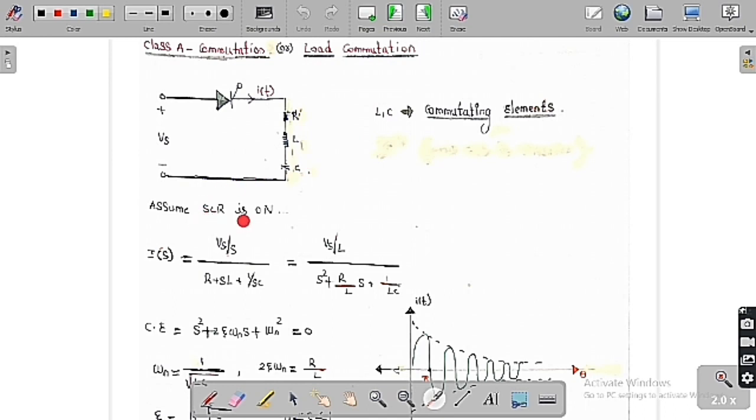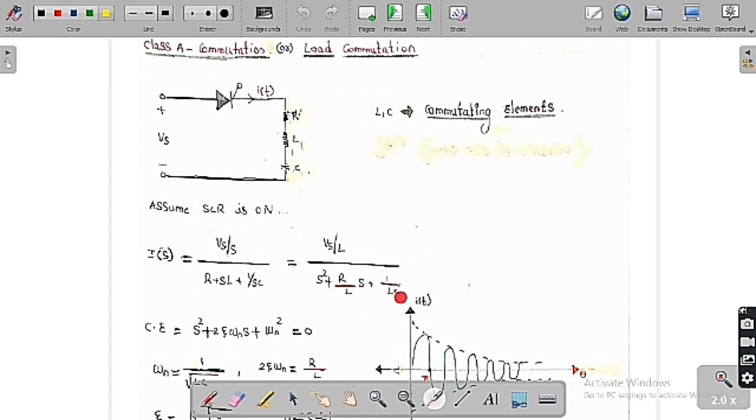Now I am going to assume that the SCR is in the on condition. If I apply the Laplace transform, since this is a DC voltage, finally I(s) is equal to Vs/s divided by R plus sL plus 1/sC, which is the overall supply voltage divided by the overall impedance in the Laplace domain. If we simplify further, we get (Vs/L) divided by s squared plus (R/L)s plus 1/LC. This is the expression of the current in this circuit.